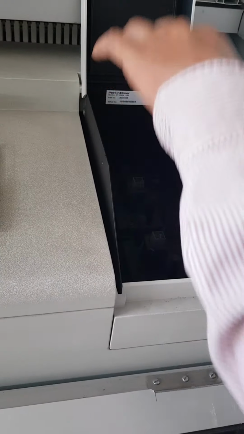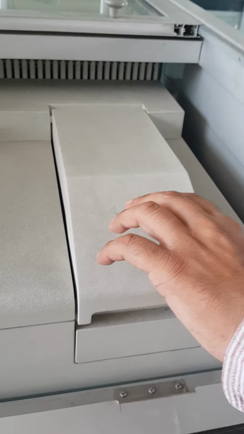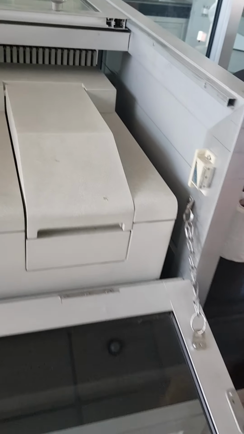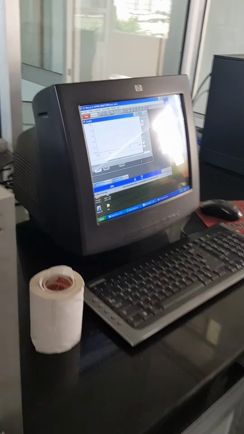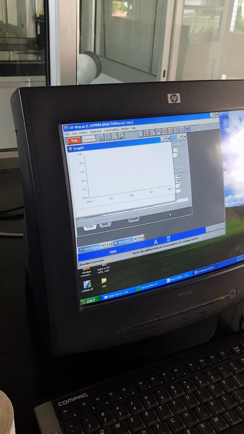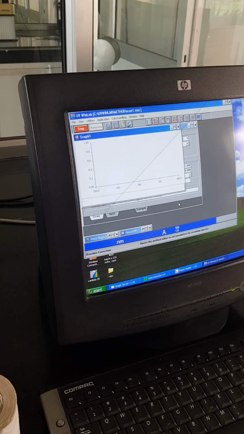So keeping for the blank solution, this is for baseline correction.